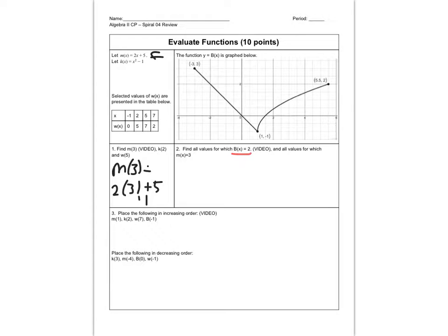Next part, find all values for which b of x is equal to 2. b of x is graphed below. That means the height is equal to 2. And if I look at my graph, height equals 2 in these places here. That's going to be at x equals 5.5, which is here, and at x equals negative 2.